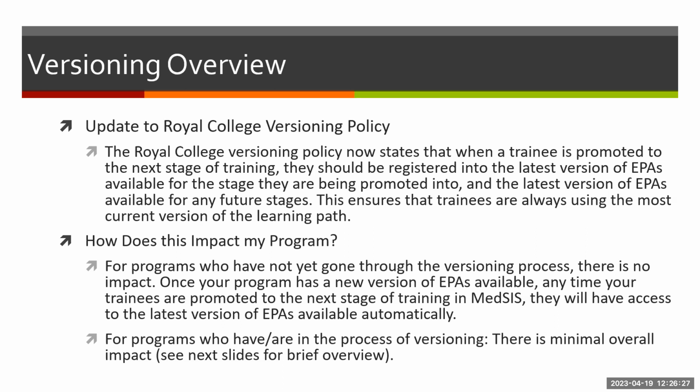Previously, how I understand it is that once a trainee was assigned to a learning path, they would complete that version through the entirety of their CBME program. Any new versions that were set in place wouldn't be applicable to them. Only new incoming trainees would use the new version. So this is just a change now saying that that's not how Royal College is going to do it. They want to ensure that trainees are using the most recent version. So as they transition to the next stage, that's when they will begin using the new version.